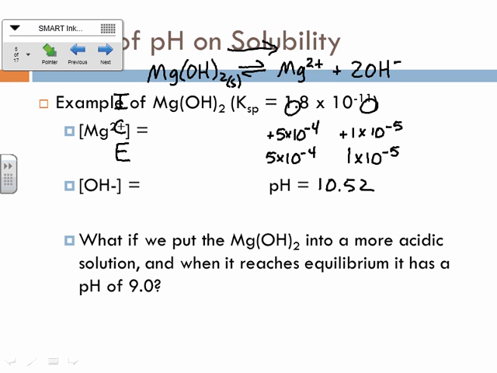Okay, so what that's telling us here, if we want to actually know numbers on this, now our solubility is going to be equal to the Mg2 plus, right? Because this is a 1-to-1 stoichiometry here. So as much Mg2 plus as we are forming, that's how much the MgOH2 is dissociating. So our new solubility is now 5 times 10 to the negative fourth.